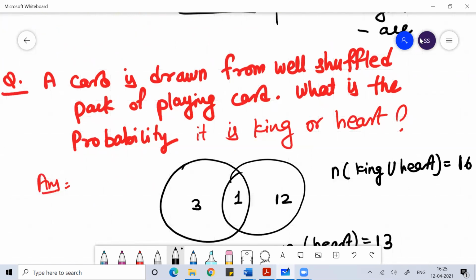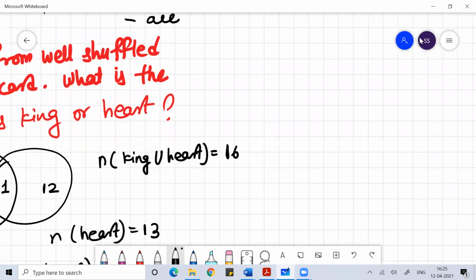So here I use both concepts together, the concept of cards and the concept of set theory, which we normally use when we are solving problems on probability. Now, in the same question, imagine if I had mentioned that two cards are drawn.